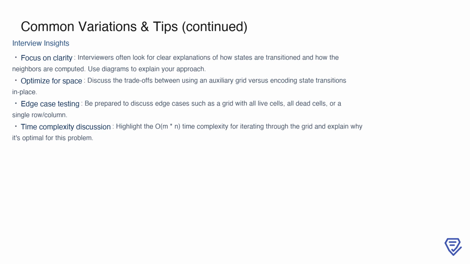Testing edge cases is another area where interviewers often probe. Make sure you can handle scenarios like a grid that's entirely live, entirely dead, or contains only a single row or column. Lastly, be ready to discuss time complexity. The solution typically runs in O(m*n) time, where m and n are the grid dimensions, and this is optimal for the problem. Explaining why this is the case will demonstrate a solid grasp of algorithmic efficiency.